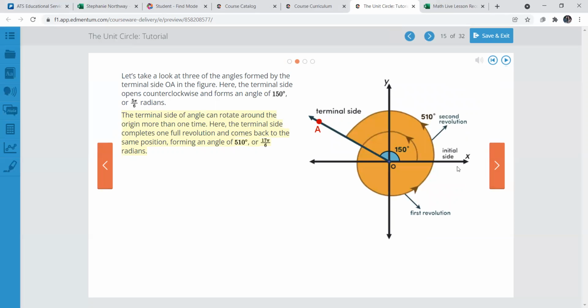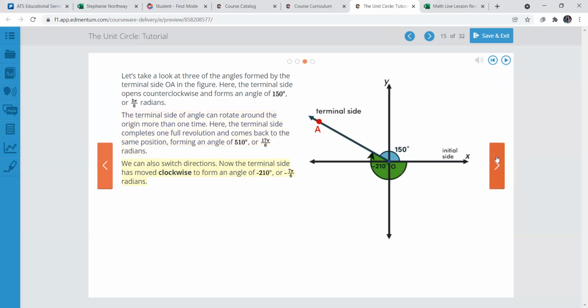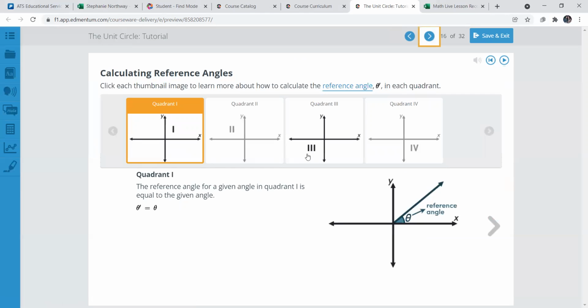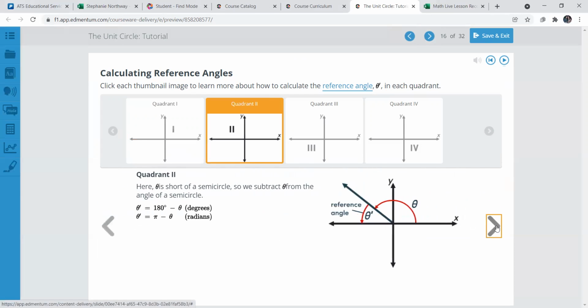Okay, and here we go. We have more. You have the degree here, you have the terminal side. Clockwise is showing you here's their angle, here's what the radian is again. Quadrant one, reference angle is in quadrant one, it is equal to the given angle. So here's quadrant one, quadrant two.